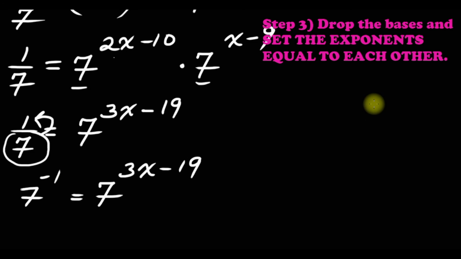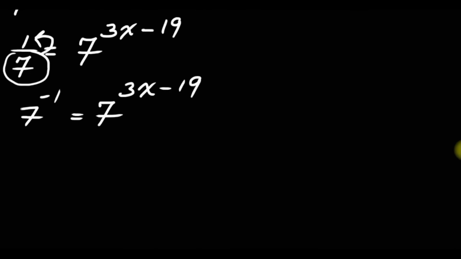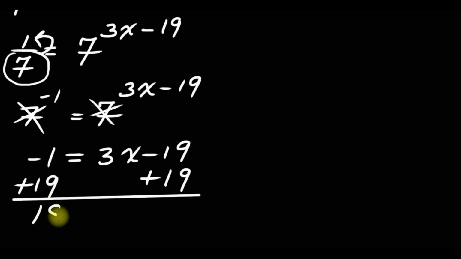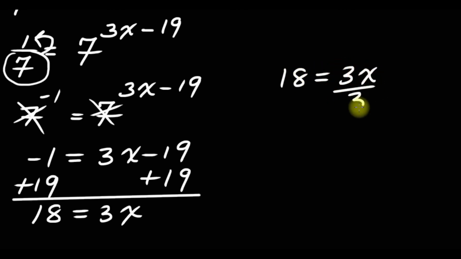Step 3 is to drop the bases and set the exponents equal to each other. So here we're going to drop the 7 and then set the exponents. Negative x equals 3x minus 19. And then solve for x. So I have to plus 19, plus 19. So here 18 equals 3x. Divide by 3, divide by 3. So my x is going to be 6.